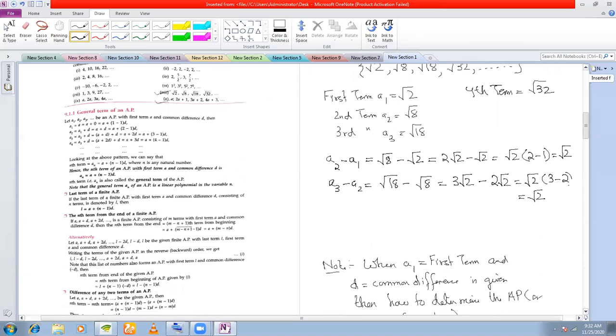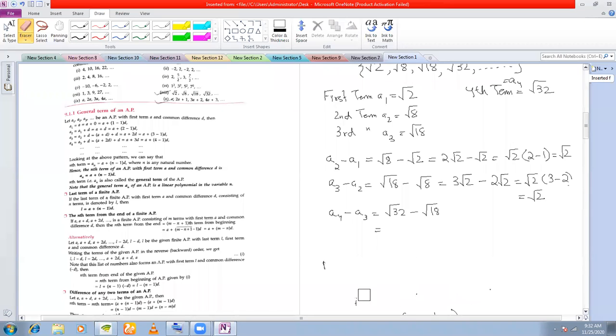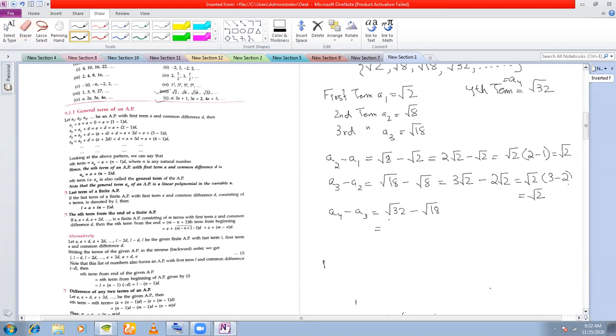But since the fourth term is given, we'll check for the fourth term also, because sometimes what happens is the first 3 terms give an AP, and the fourth term, in order to confuse you, they give as a different term. So let us check this also. A4 minus A3 is √32 minus √18, this is A4 obviously. And √32, if written in terms of mixed surds, what should it be? Should be 4√2.